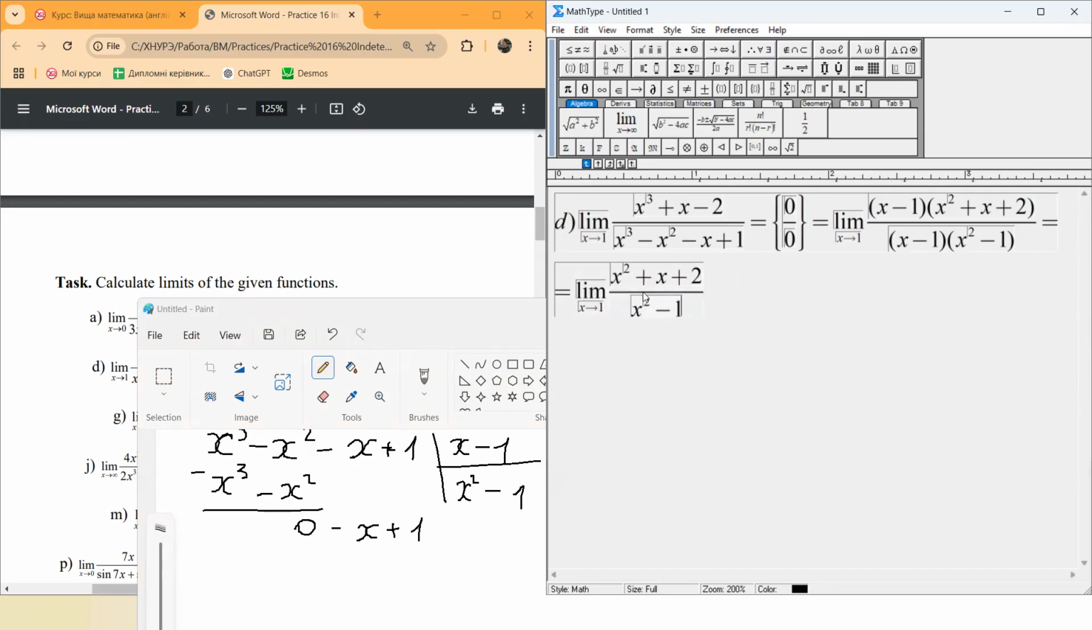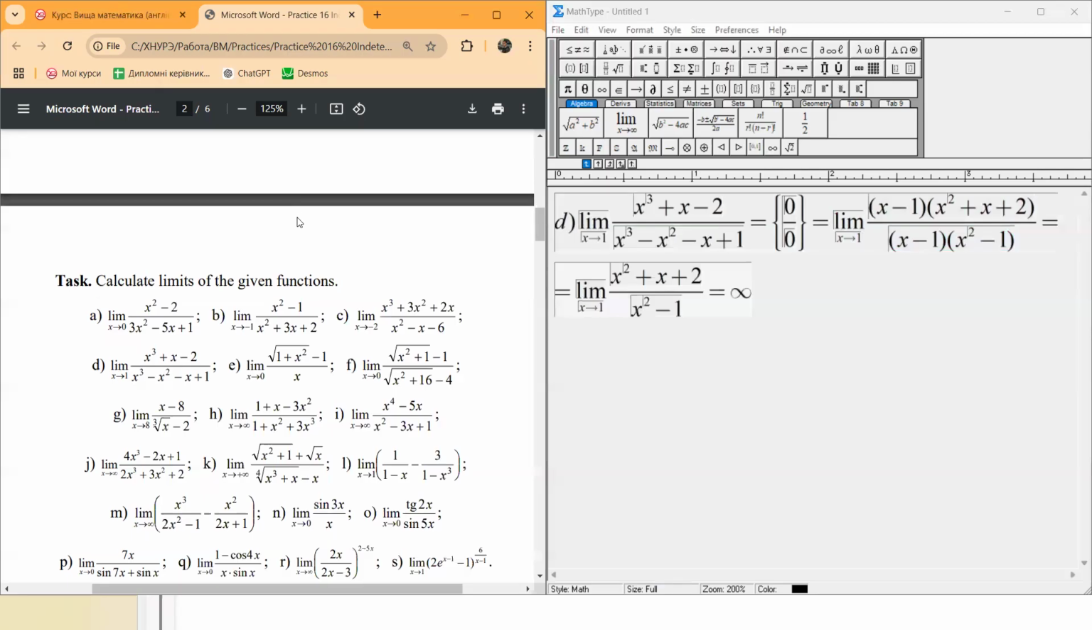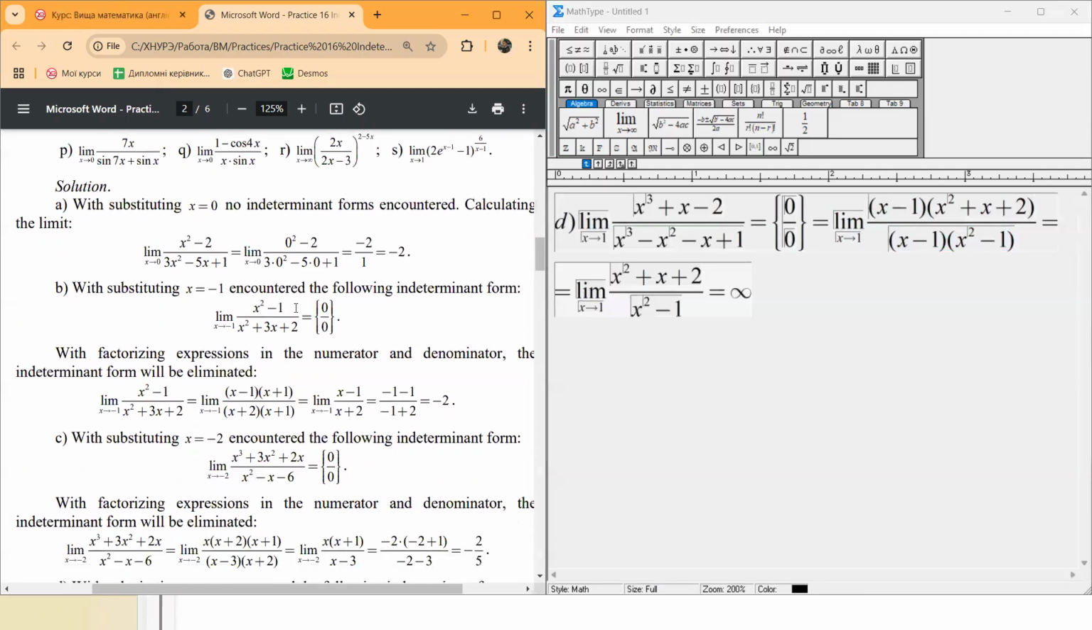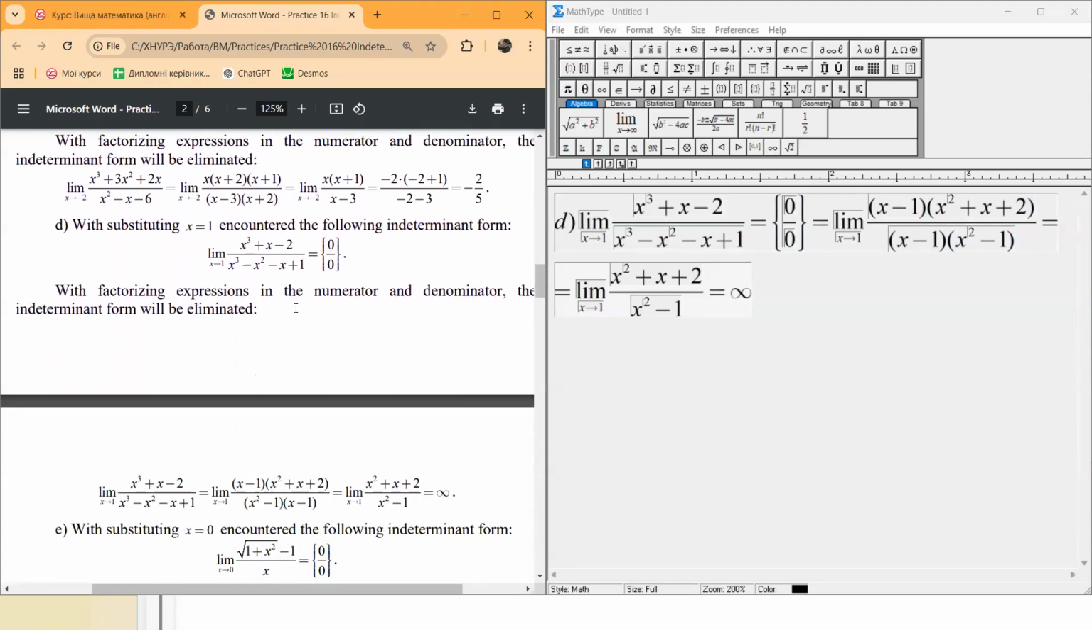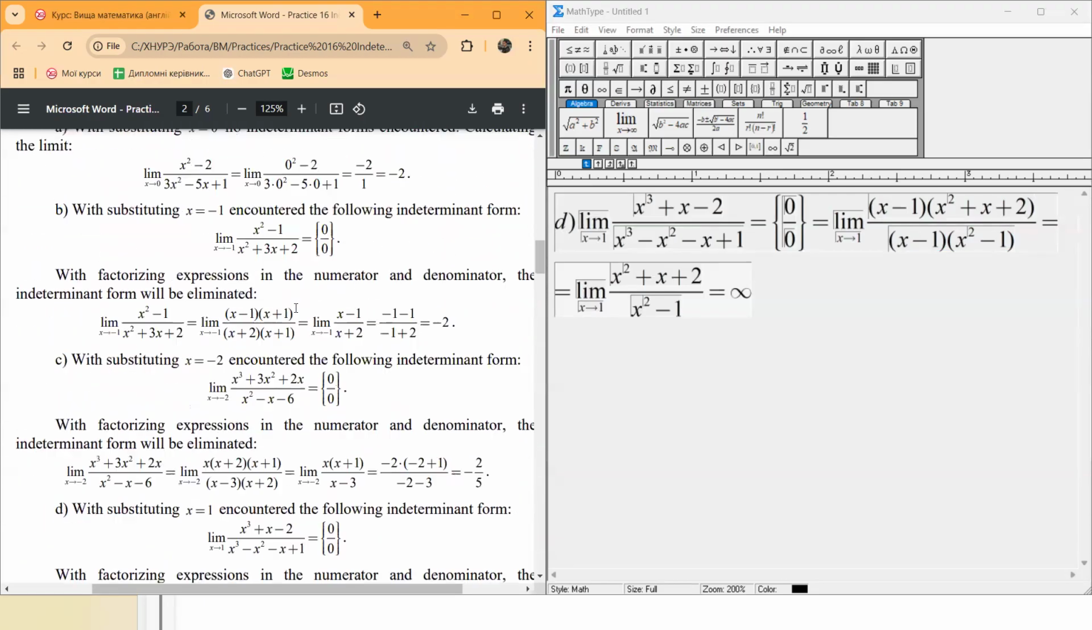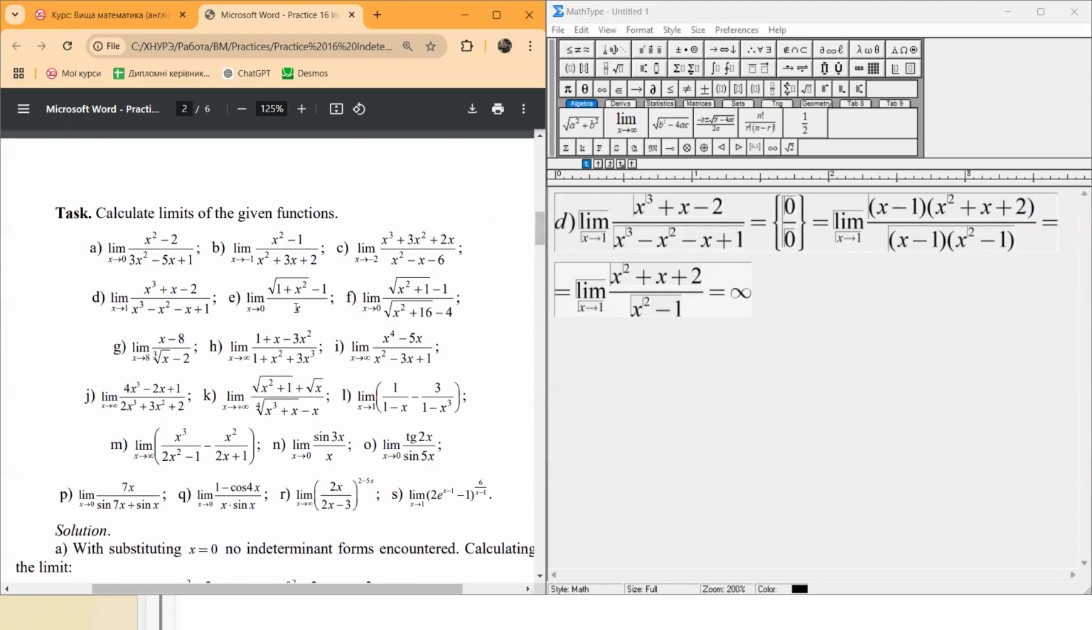And now if we substitute 1, in the numerator we have 4, in the denominator we have 0. So this is not an indeterminate form, and the answer is infinity. Any questions? Yeah, let me also check here. Yeah, so infinity, the same. Any questions about this task?